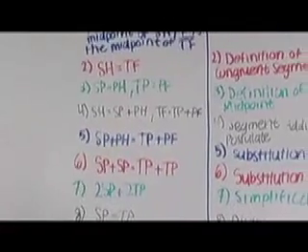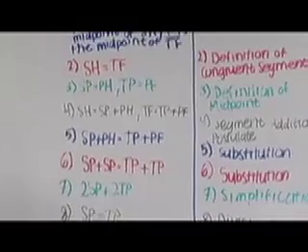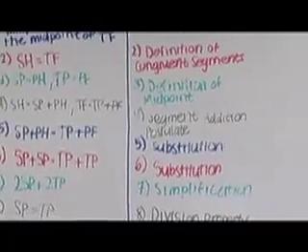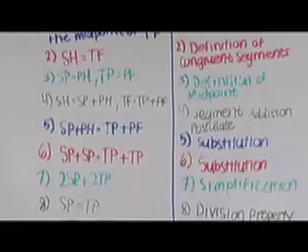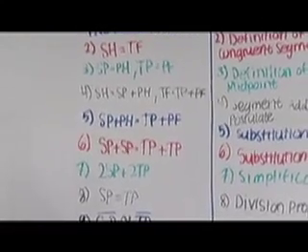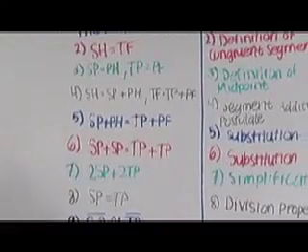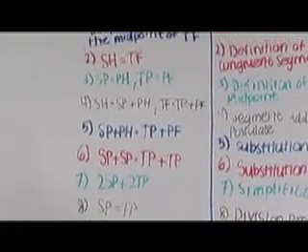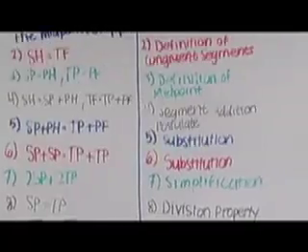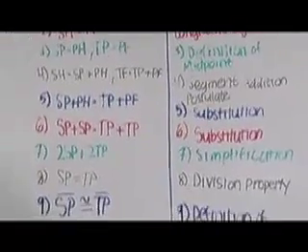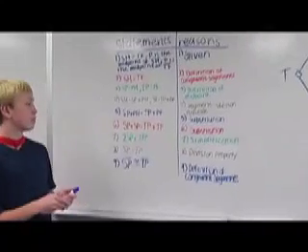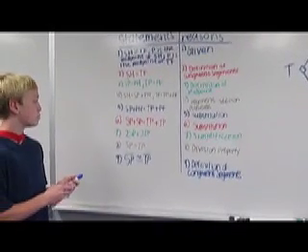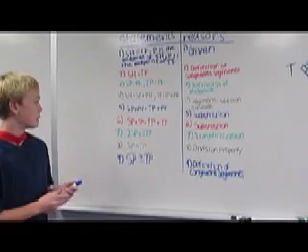Next, SH is equal to SP plus PH, and TF is equal to TP plus PF. And we know this through the segment addition postulate. Next, we also know that SP plus PH is equal to TP plus PF through substitution. Also through substitution, we know that SP plus SP is equal to TP plus TP. Then we can simplify to make 2SP equals 2TP.